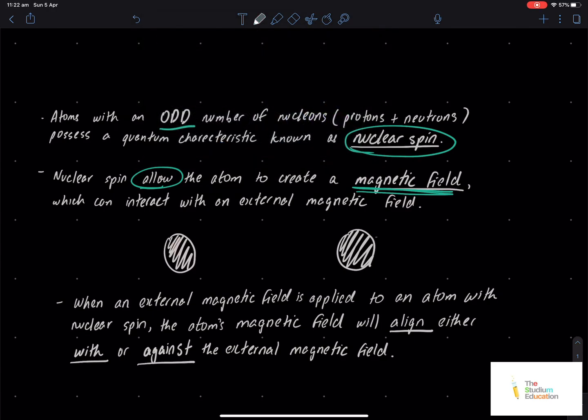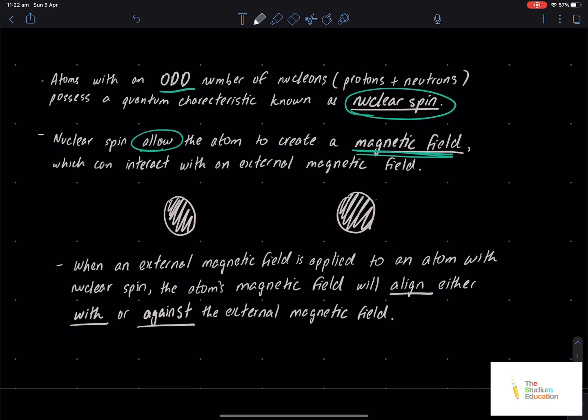So let's say we have two atoms right here, and they possess a certain nuclear spin, a certain direction of nuclear spin. Depending on the nuclear spin, this atom will either produce a magnetic field in one direction or produce a magnetic field in the other direction. This becomes important later on because when we apply an external magnetic field, the atom's magnetic field will align with or against the external magnetic field. So let's try and figure out what that actually means.